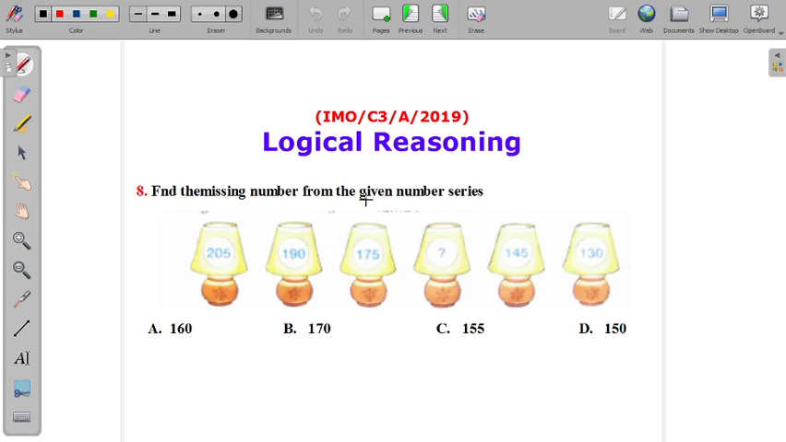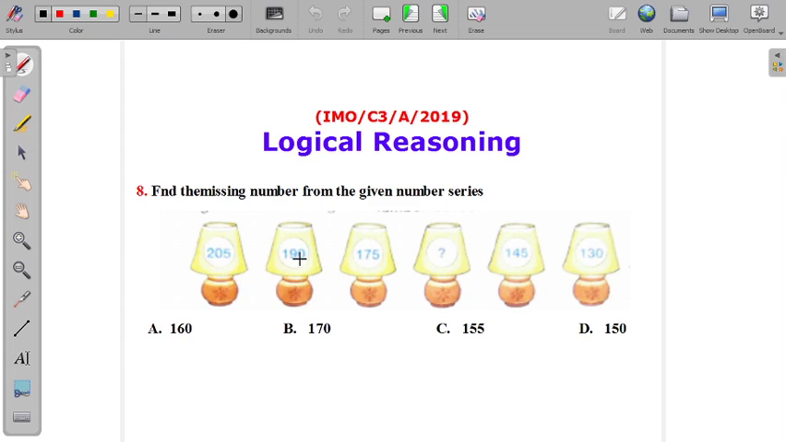Find the missing number from the given number series. What is the number series? 205, 190, 175, dash, 145, 130. Whenever a number series is given, we check the relationship between one number and the next. Here, what is the relation?